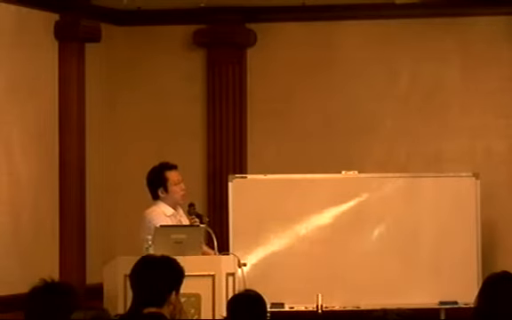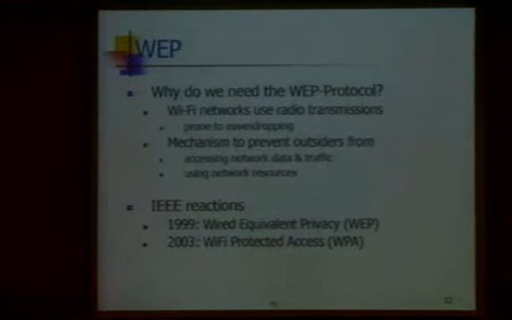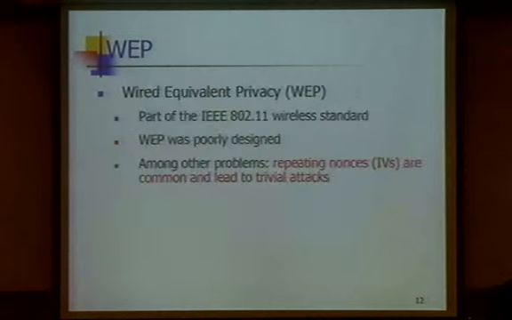Wi-Fi network uses radio transmissions, so it is prone to eavesdropping. To prevent these attacks, IEEE made a standard which is called Wired Equivalent Privacy, shortly WEP, in 1999. However, this WEP protocol was poorly designed, so it has so many security weaknesses. Among them, repeating nonces, this nonce means initial vectors. Repeating IVs is very common and leads to trivial attacks.